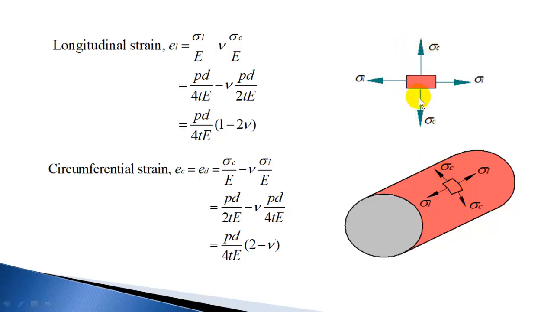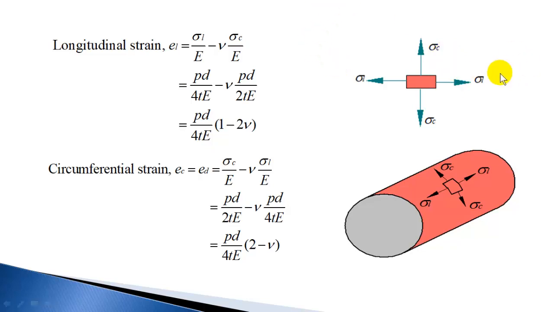That is circumferential stress. Now you have already studied generalized Hooke's law. We know the strain in x direction, that is epsilon x, is sigma x by E minus nu sigma y by E minus nu sigma z by E. But sigma z is not there, so it reduces to two terms: sigma x by E minus nu sigma y by E. So that is a general equation.